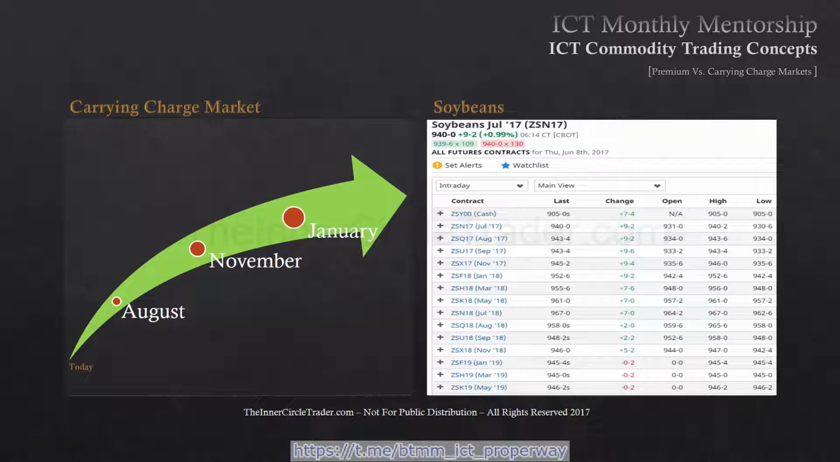Nothing fancy about it. Doesn't mean that we can't find bull markets in an environment like this. It just means that the likelihood of a parabolic move or a rapid increase, aggressive repricing of the commodity is far less likely to occur than that of if it had a premium.